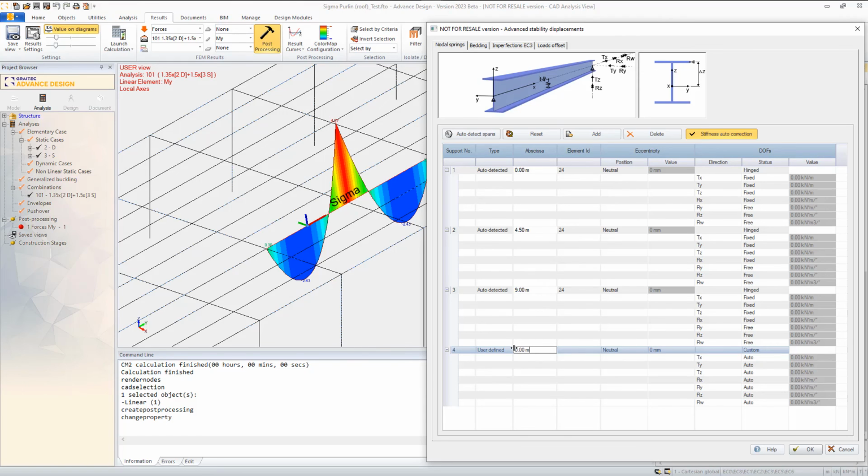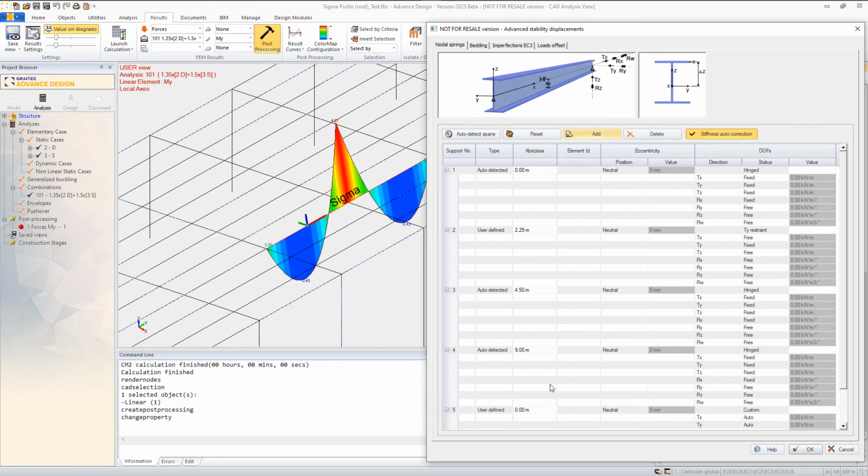The first one would be at 225, middle of the first span. It will be a TY restraint. So restraint the weak axis, preventing the out-of-plane displacement. And you will add another one for the second span at 675 acting in the Y direction. Okay, so this is for punctual point restraints.